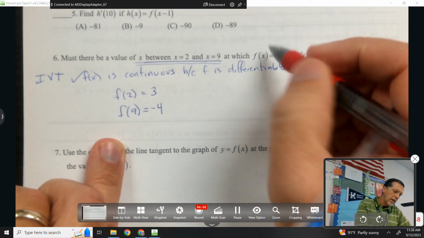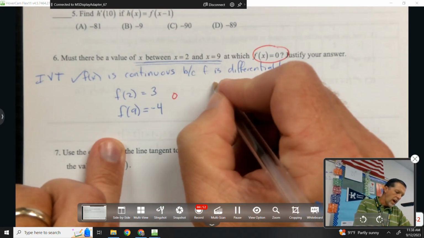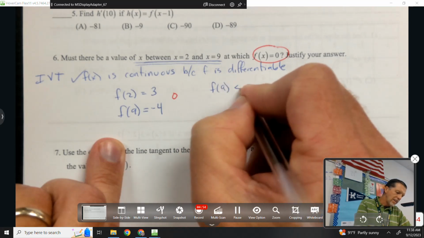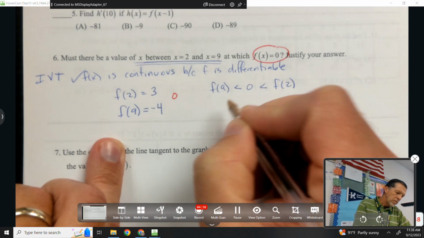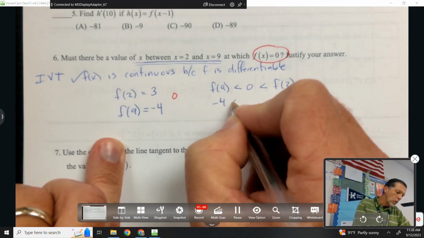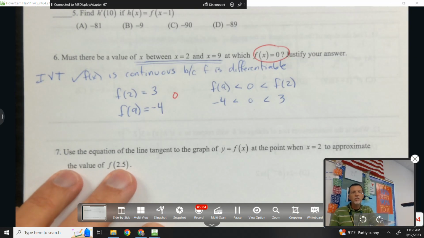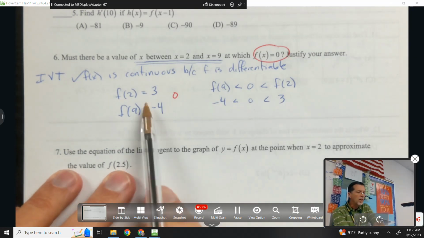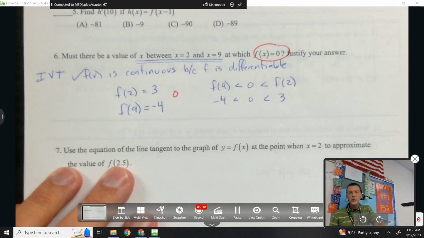And we're talking about f of x equals 0. So yeah, f of 9 is less than 0 is less than f of 2. Or you can say negative 4 is less than 0 is less than 3. So you can use the function notation or the values, either one, because once you've stated that they're equal to each other, then they kind of become interchangeable.